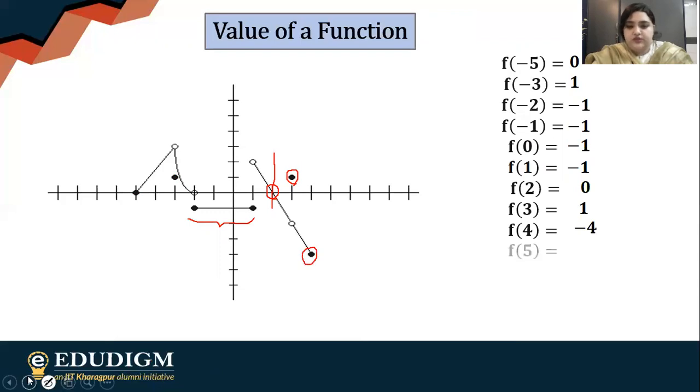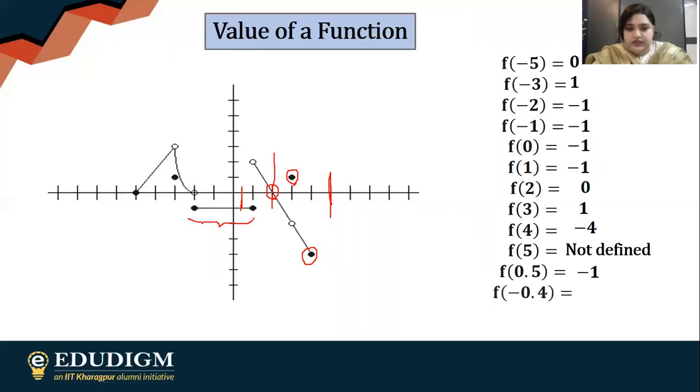And also, if I say f of 5, now take the point 1, 2, 3, 4, 5. If you see a vertical line, there's no intersection at all. So the value is not defined. Finally, we have taken f of 0.5. So 0.5 is somewhere here. So the value will be minus 1. Similarly, I have taken f of minus 0.4. So this is somewhere here. So the value will be again minus 1.